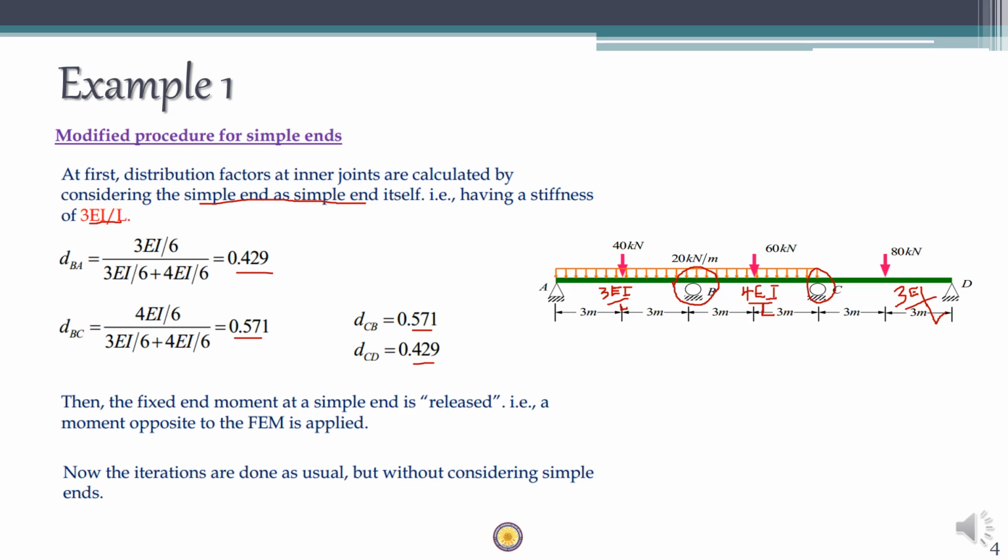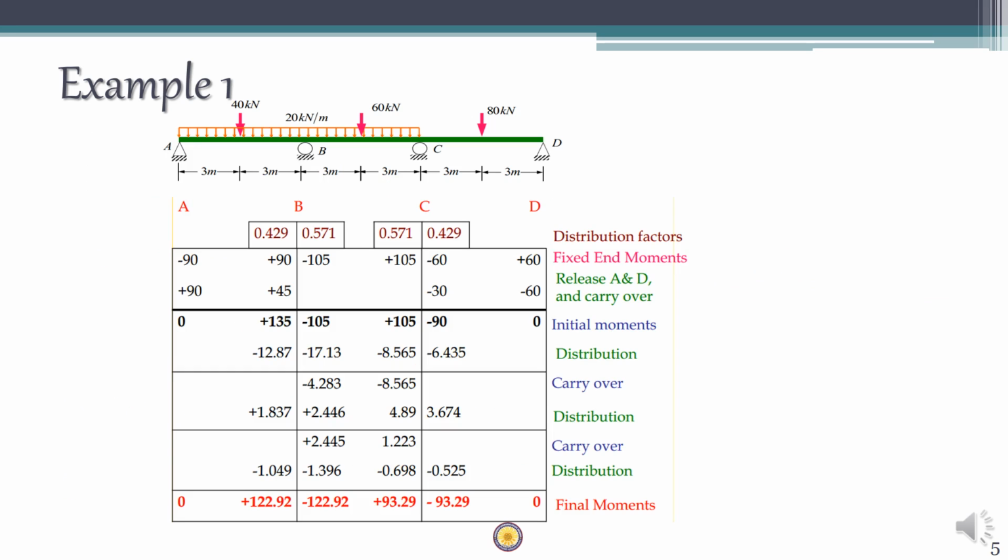Now the remaining step is the normal moment distribution method only, but before proceeding to the actual moment distribution method, we have to release the simple end. Let's see how to do that. As normal practice, draw the moment distribution table, write down all the joints at the top. Each joint will have two columns. Write down the distribution factors here.